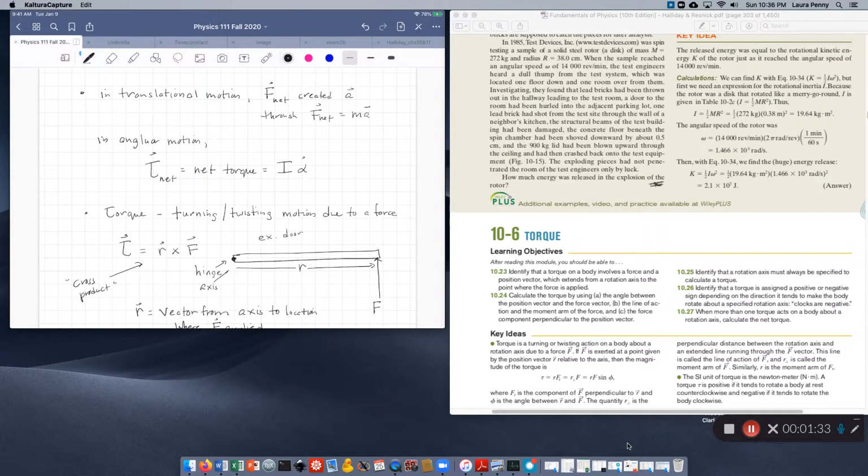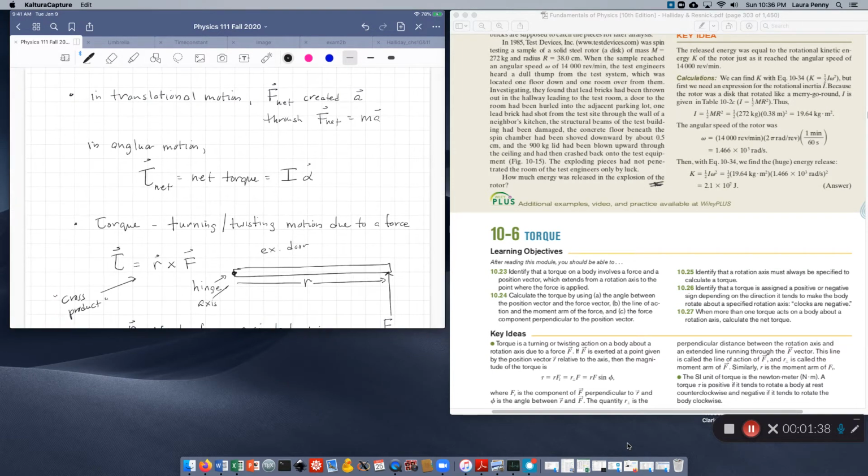So back when we talked about translational motion, what created an acceleration was an F net. A net force equals the mass times the acceleration that actually occurs. So the acceleration occurs because you have some net force. In angular motion, angular acceleration occurs because you have a net torque. So torque is this tau, a little Greek letter tau.